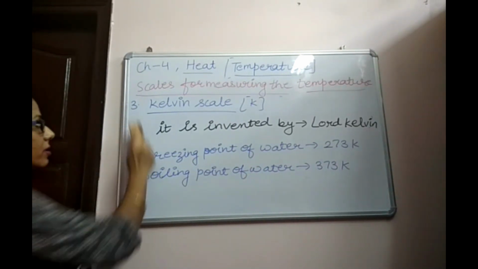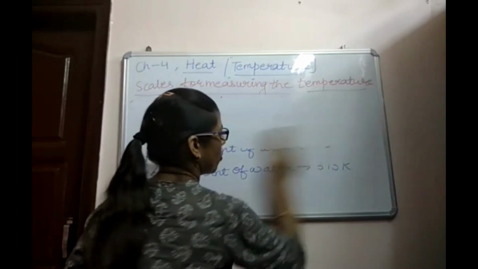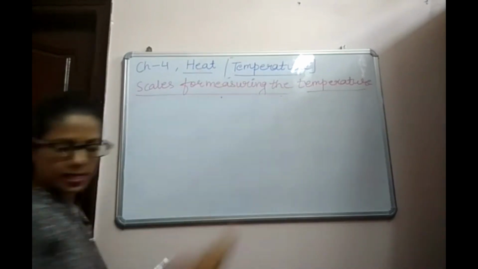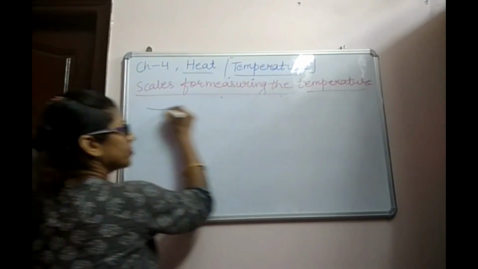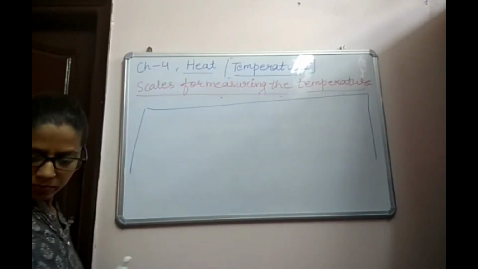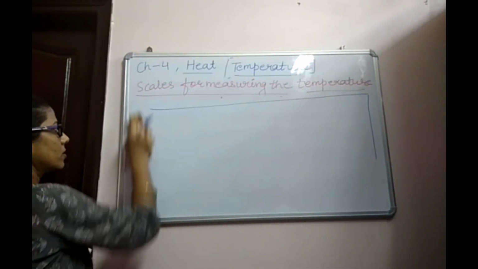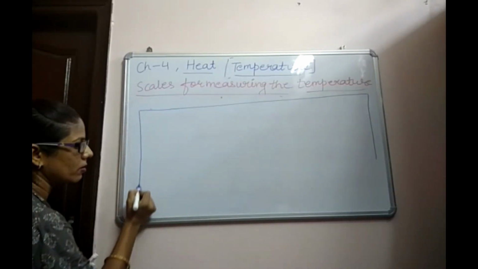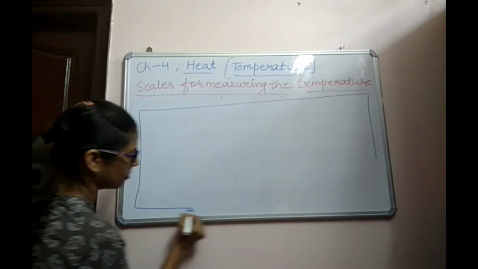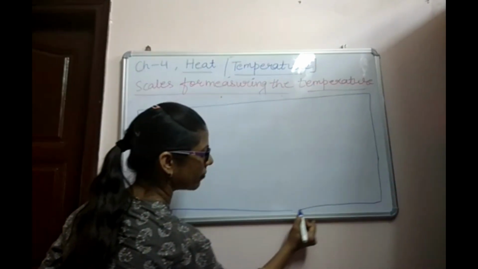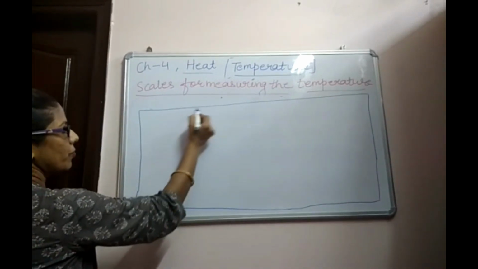Now we can form a table for all the three scales, by which we can easily show the freezing point and boiling point of water.